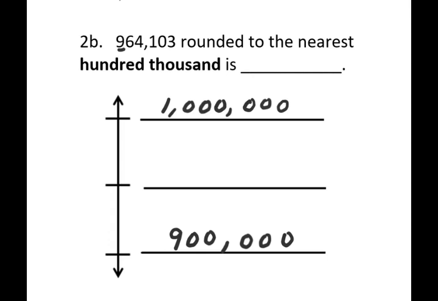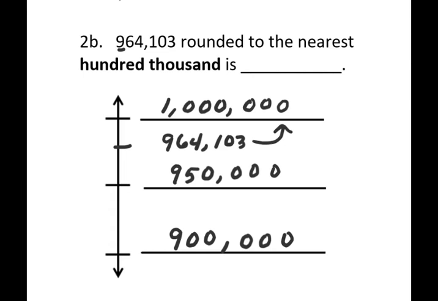Now the halfway point would be 950,000, since half of 100,000 is 50,000. And now I need to plot the original number, so 964,000 would come after 950,000. So I'll put the number on the number line. Since it comes after the midpoint, we will round it up to 1 million. So 964,103 rounded to the nearest 100,000 is 1 million.